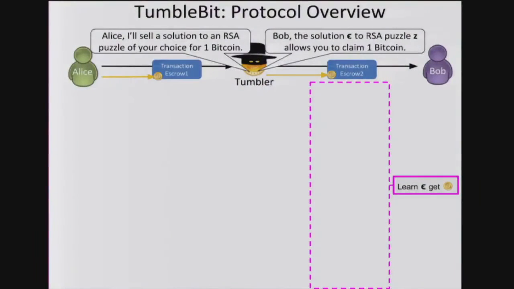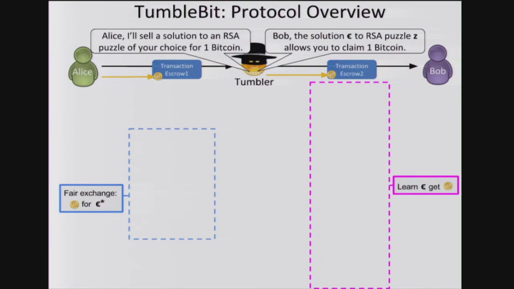So on the right side here, Bob's going to do a protocol where if he learns this solution epsilon, he'll get 1 Bitcoin. And on the left side, we're going to do a fair exchange of 1 Bitcoin for a solution to a blinded puzzle. So first I'll explain how Bob does this, and then I'll fill in the fair exchange here once we've completed the Bob side of the protocol.